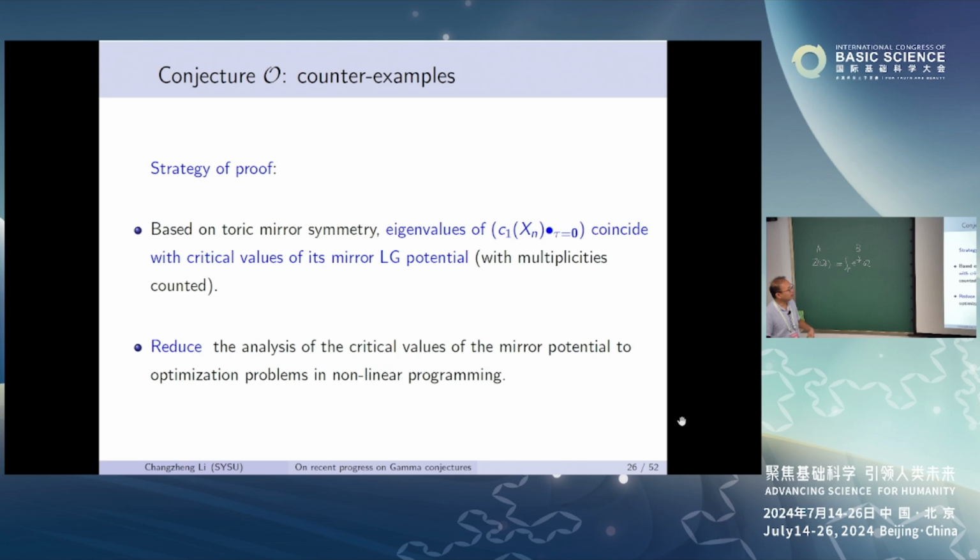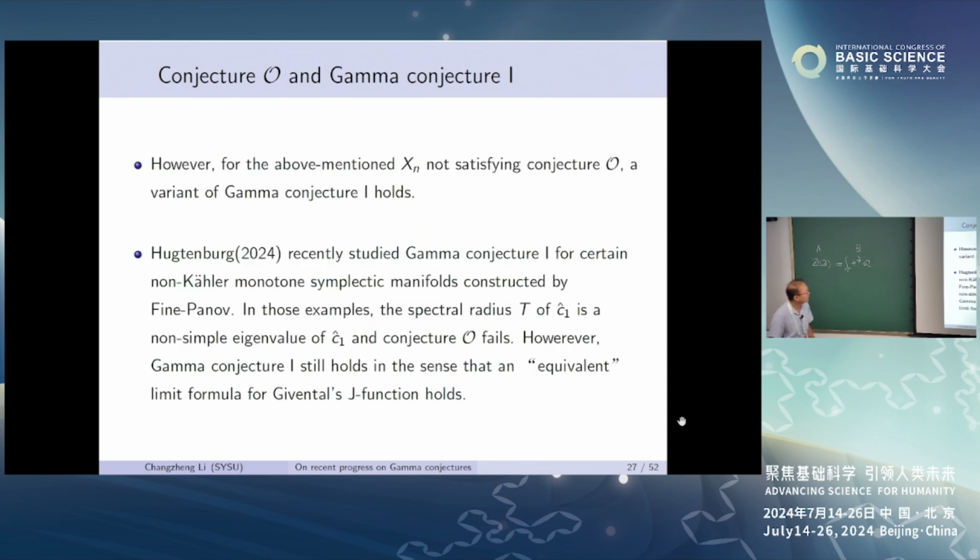So from here, we can just study the critical values of the superpotential. We will see one example, precisely this example, and then we reduce it to a very elementary analysis of the critical values. So in this case, even though the conjecture does not hold, we can make a variant of the gamma conjecture such that the statement still holds.